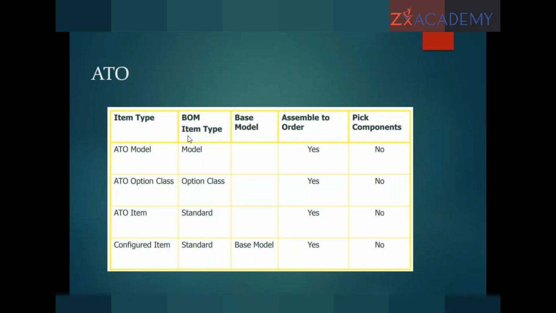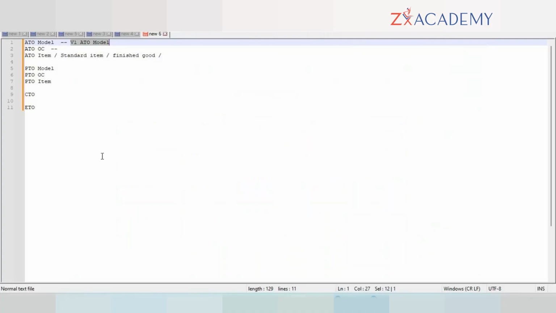So this is the thing. What is a configured item versus an ATO item? Is it a base model, the ATO model? This is a bit tricky, I'll tell you. ATO and CTO, right?